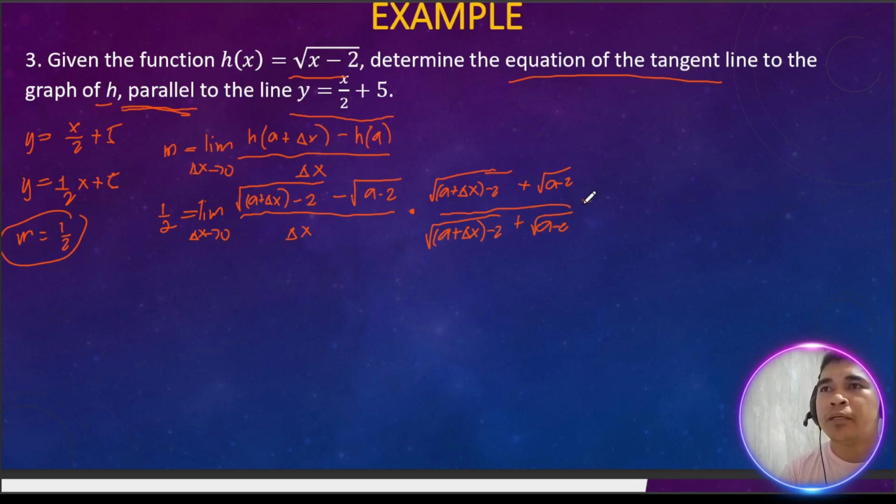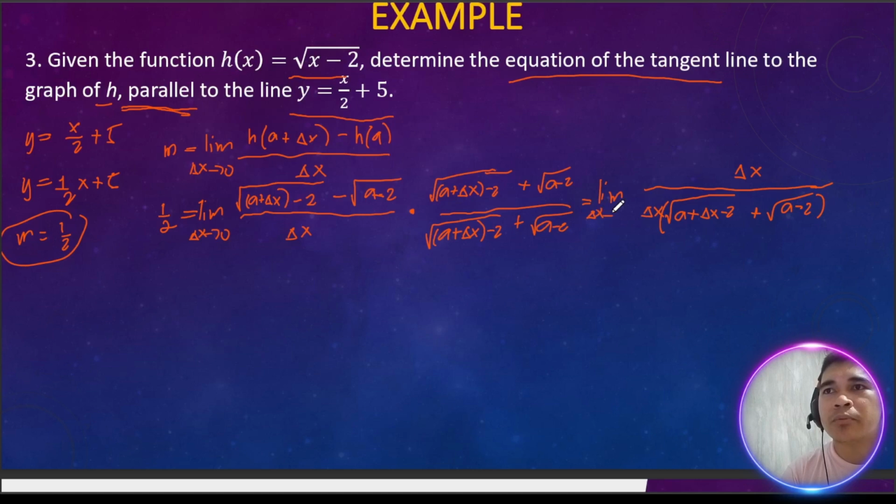And then multiply. The result will be, so if you're going to solve this one, the remaining is delta x. So here, multiply also delta x times a plus delta x minus 2 plus square root of a minus 2. Delta x approaches 0. Okay, so here we can cancel out delta x.